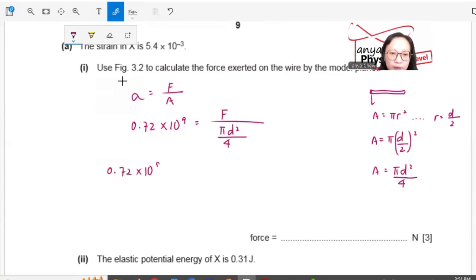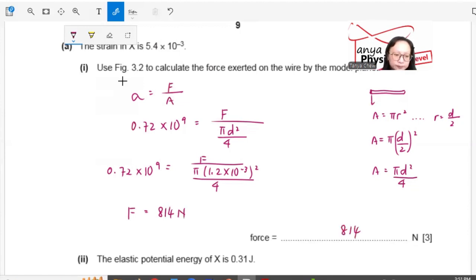0.72 times 10 to the power 9 is equal to force over pi times d, which is 1.2 times 10 to the power of negative 3, but you have to square it, divided by 4. So work it out, cross multiplication. Your force is actually equal to 814 Newton. So 814 is my answer.